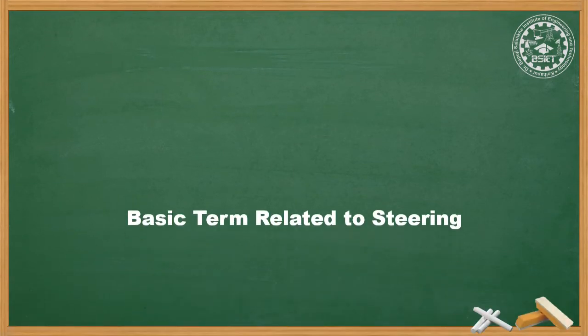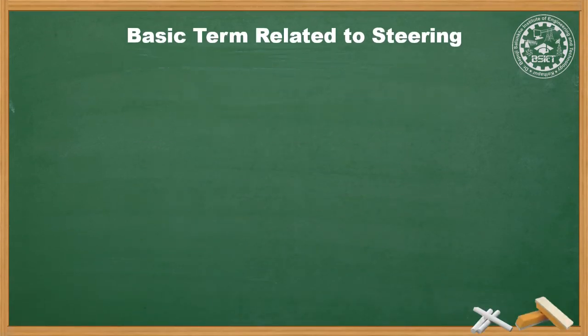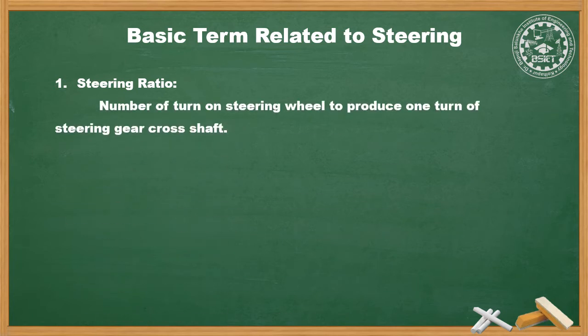Starting with the basic terms related to steering. The first term is steering ratio, also known as reduction ratio. Steering ratio is defined as the number of turns of the steering wheel to produce 1 turn of steering gear cross shaft when the pitman arm is attached to it. That is, the number of turns of a steering wheel required to produce 1 turn of steering gear, that is, to produce 1 turn of a steering gearbox.